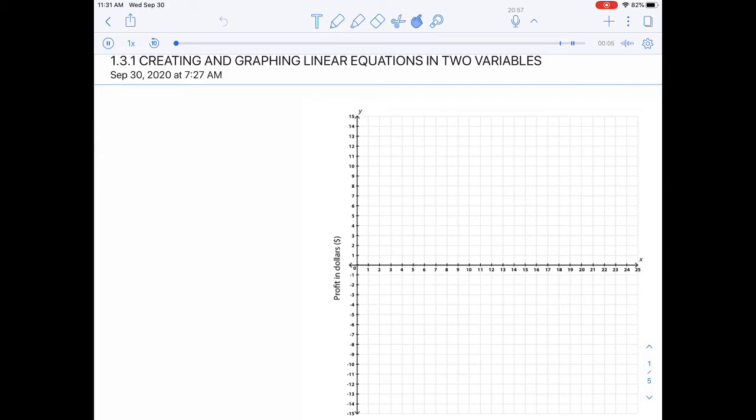Example 1. A local convenience store owner spent $10 on 144 pencils to resell at the store. What is the equation for the store's profit if each pencil sells for 50 cents? Graph the equation using a table of values.